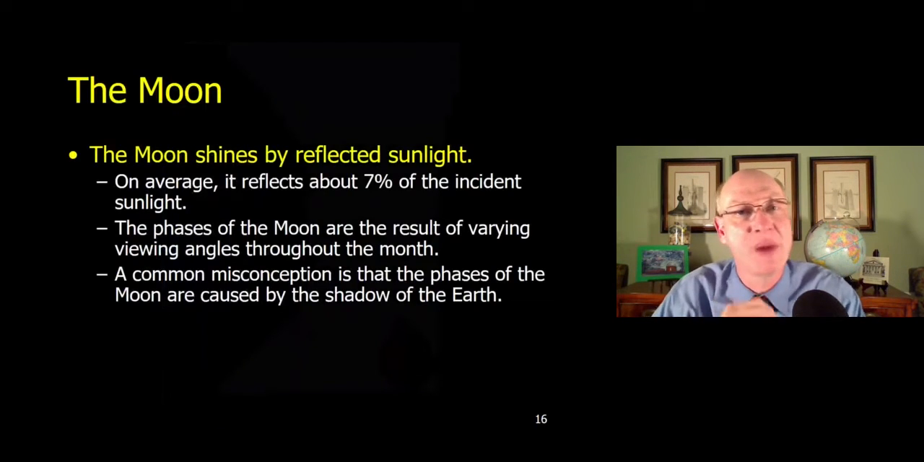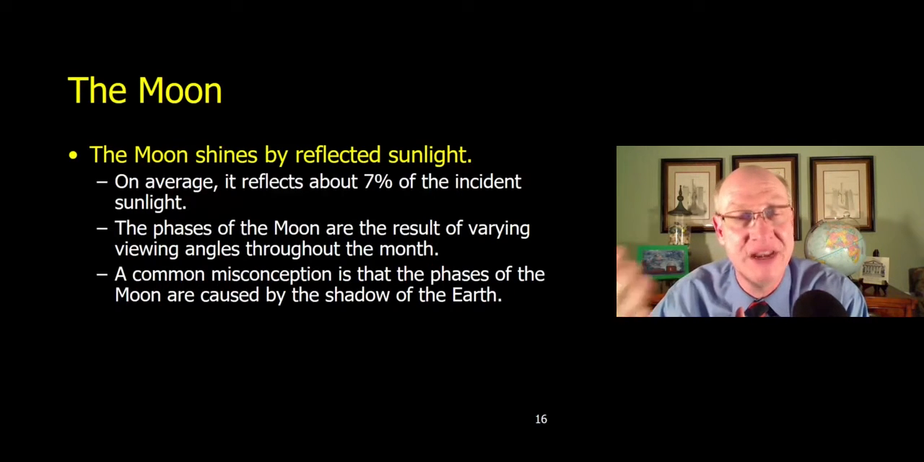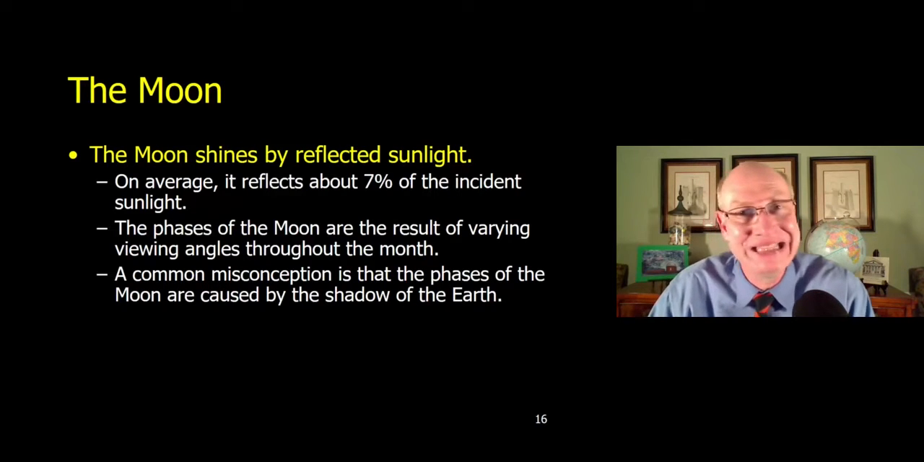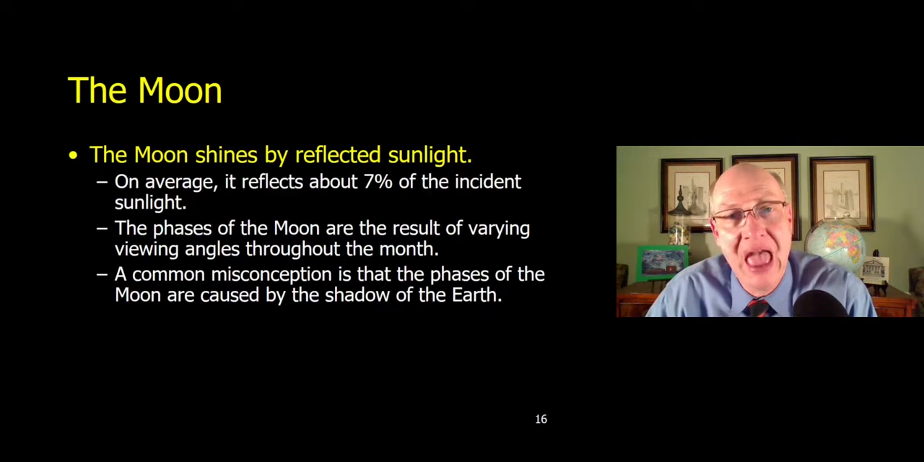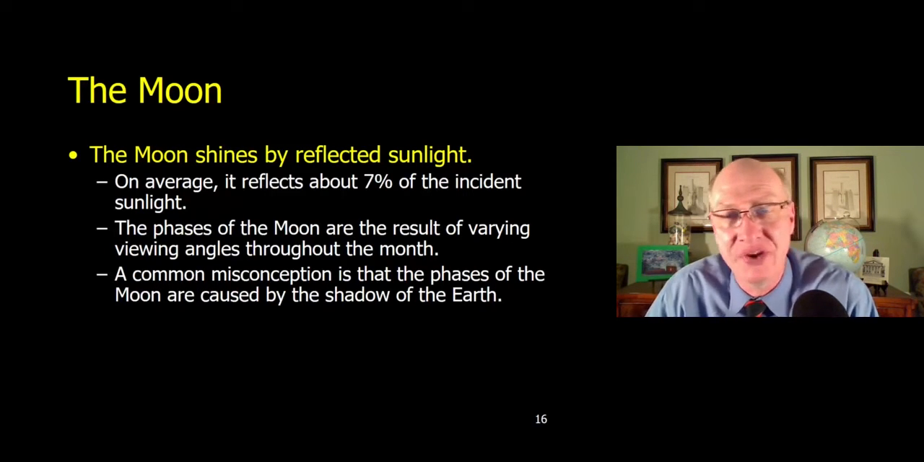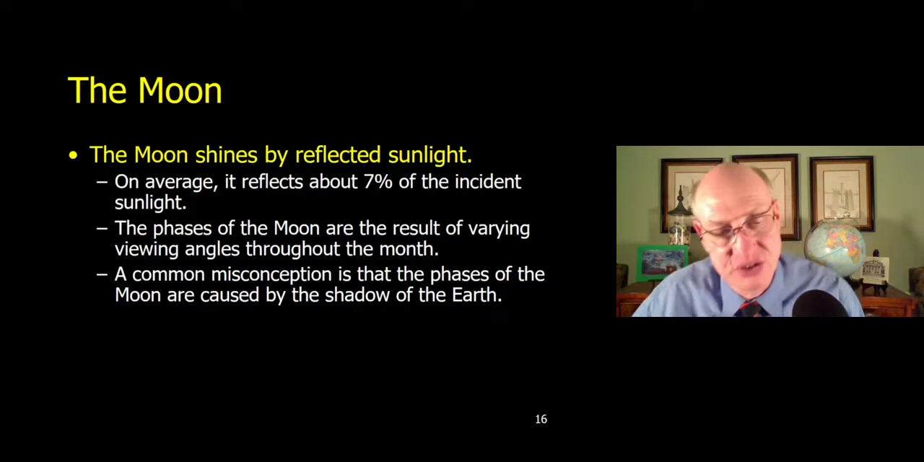But the moon shines by reflected sunlight. It's not giving off any light of its own. It just shines by reflected sunlight. And on average, it reflects about 7% of the incident sunlight that's hitting it. And as we're going to see in a minute, the phases of the moon are the result of varying viewing angles throughout the month. That probably doesn't make any sense to you, nor should it. I just wanted to lay that out there right now. That's sort of the one quick definition of the phases of the moon.